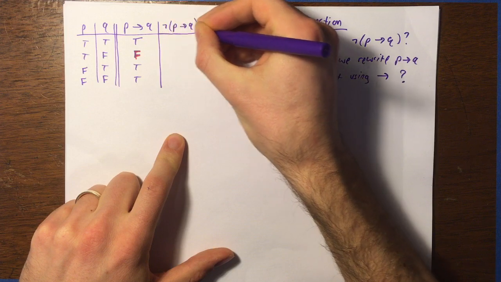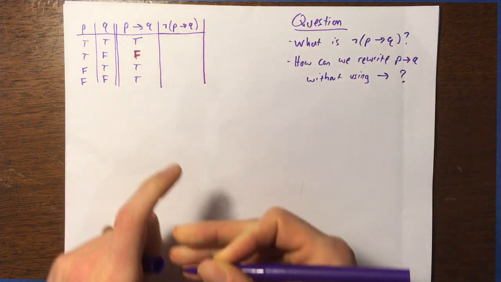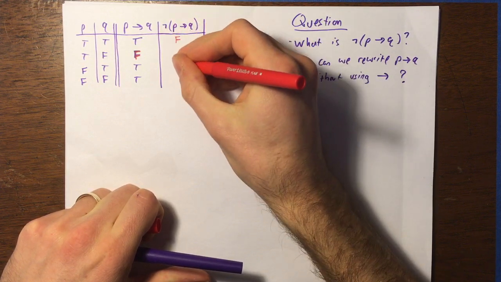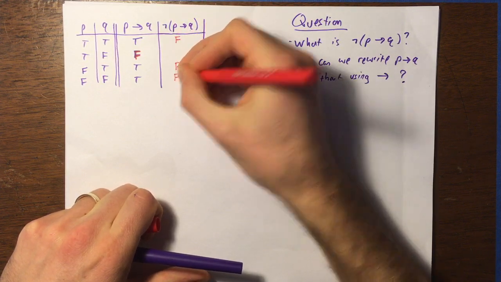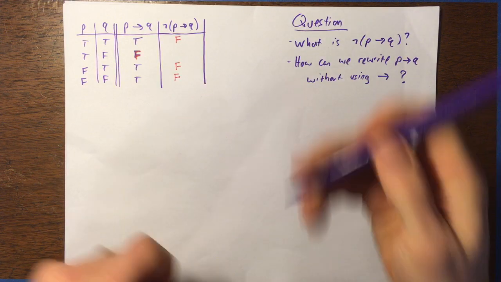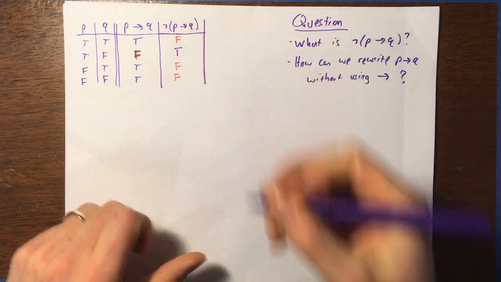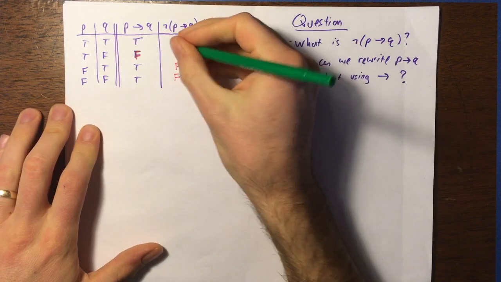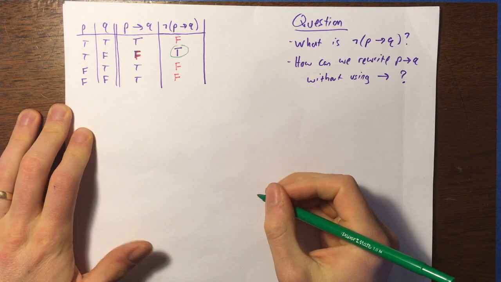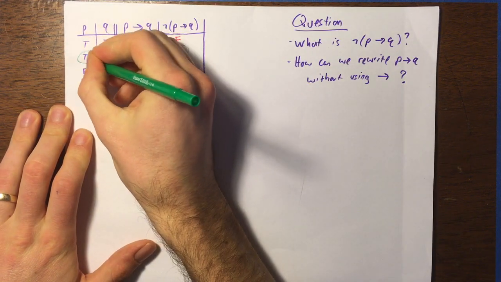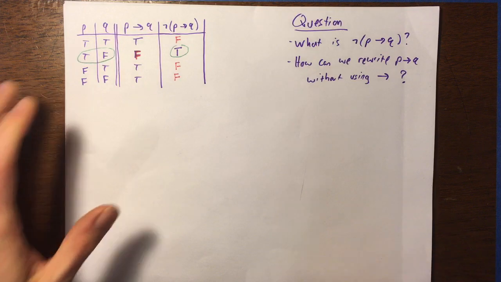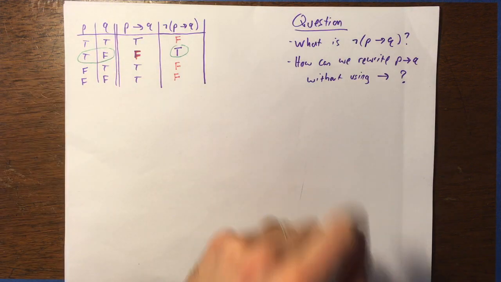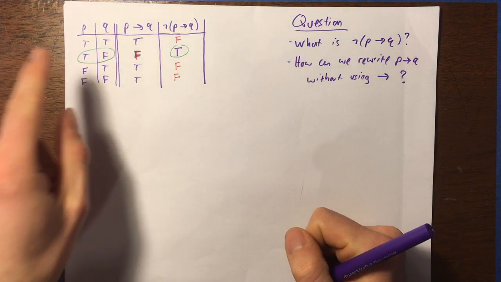So what if we look at the negation of P implies Q? Well, the negation of P implies Q is going to have the exact opposite truth values. It's going to be false whenever P implies Q is true, and it's going to be true only when P implies Q is false, which would be just this one case. So let's look at that row. The one row where the negation of P implies Q is true is the row when P is true and Q is false.